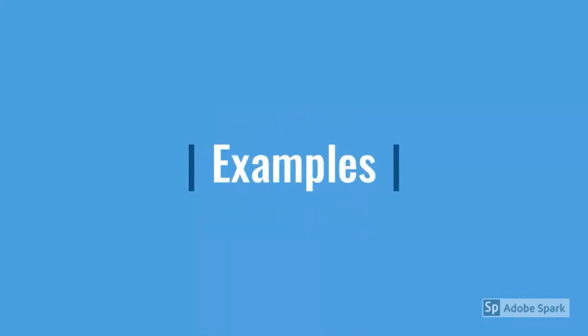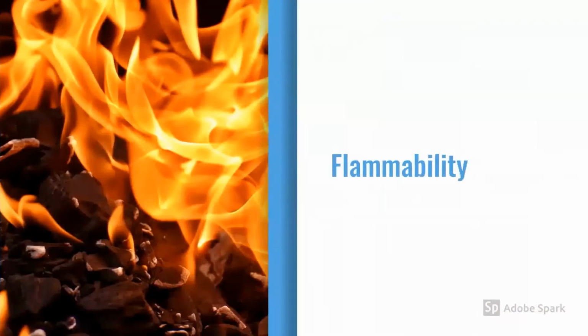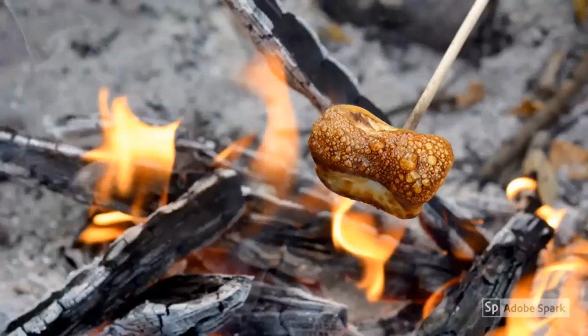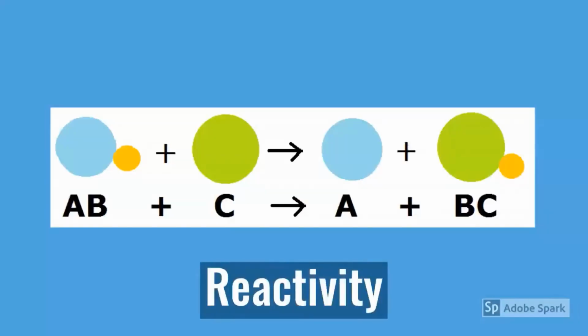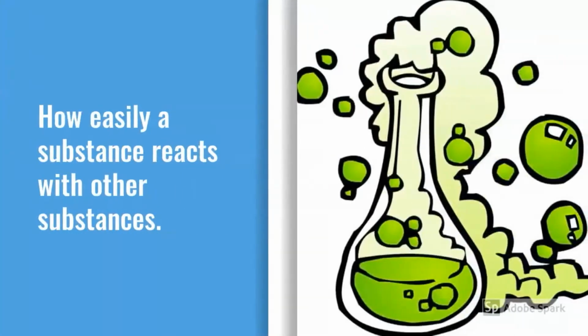Let's see some examples. Some things can catch on fire and burn more easily than other substances. This is called flammability. When something burns, a new substance is created. For instance, when wood burns, ash is formed. Another chemical property is reactivity, or how easily one material can combine with another material to form a new substance. You can think of reactivity as how easily a substance reacts with other substances.